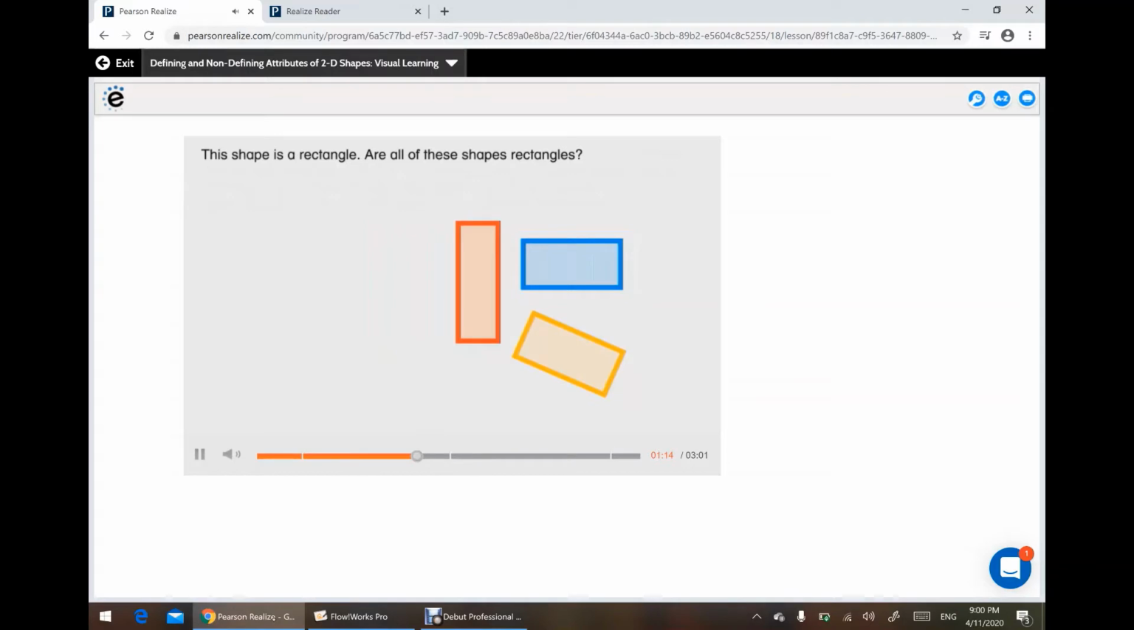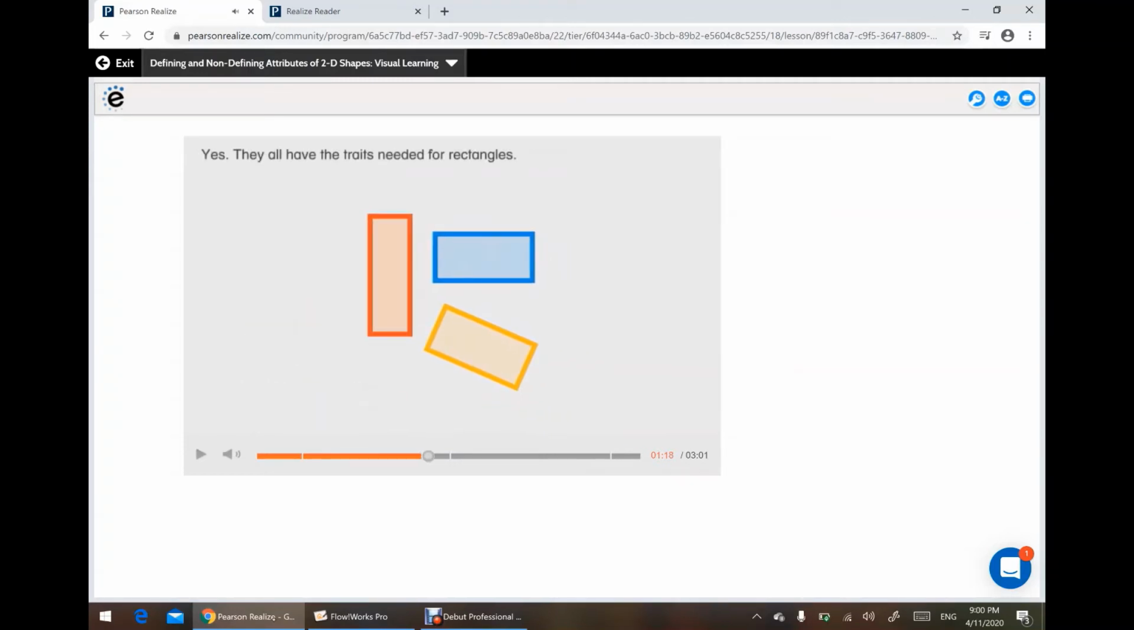Are all of these shapes rectangles? Select your answer. Now tell me, look at the shapes over here. Are they all rectangle? Look at the sides. Only 2 pairs of the sides need to be equal. And they have 4 sides and 4 vertices. So are they all rectangle? Yes, it's a rectangle. They all are rectangle. Yes, they all have the traits needed for rectangles.